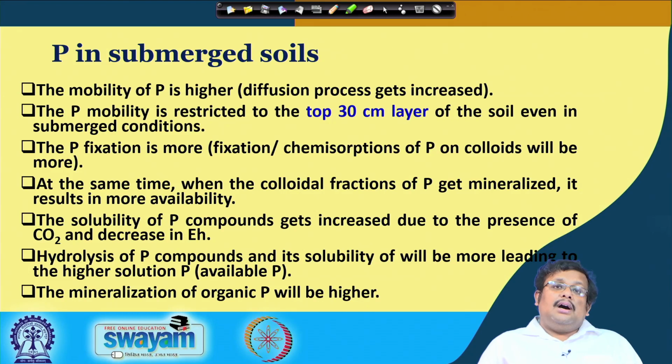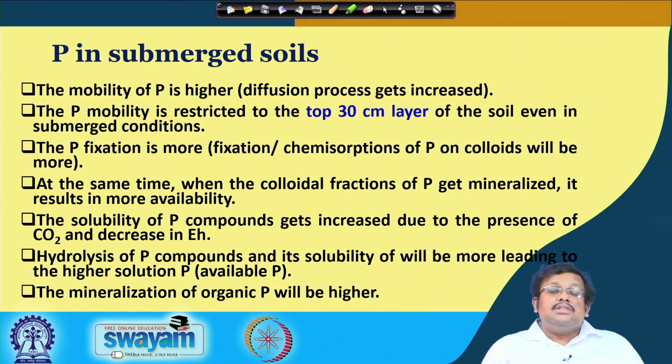Obviously, when the colloid fractions of phosphorus get mineralized, it results in more availability because they convert into more available and more soluble forms. And also remember that the solubility of phosphorus compounds increases due to the presence of carbon dioxide and the decrease in Eh.